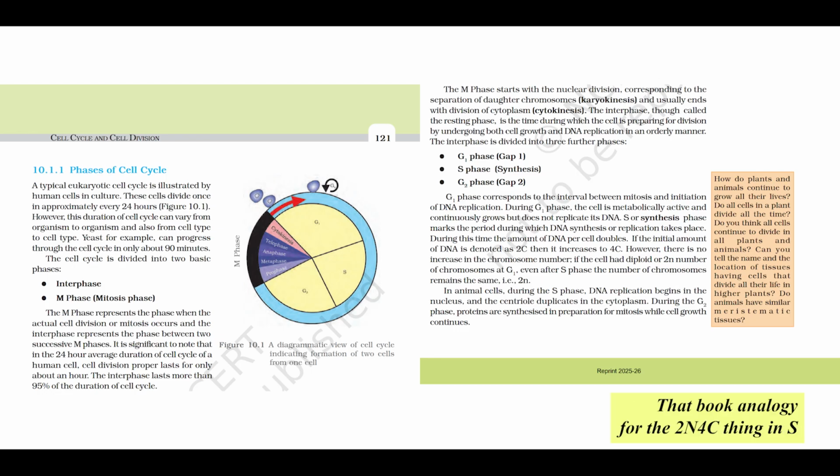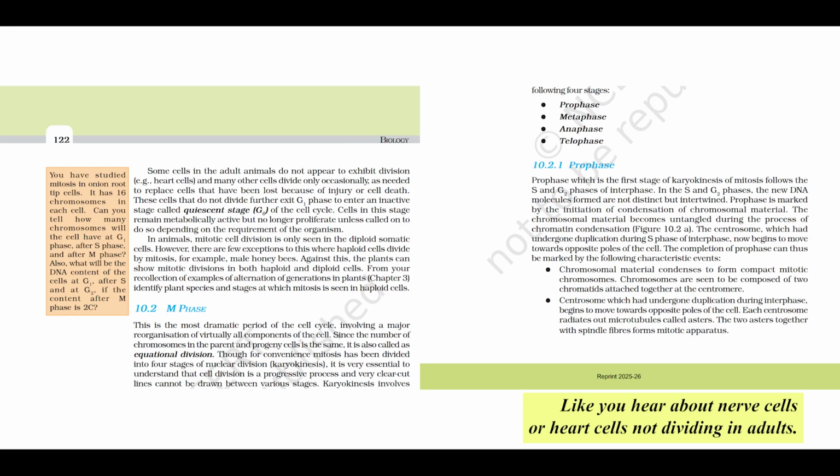That book analogy for the 2N, 4C thing in S phase was really helpful, but this brings up another question. What about cells that don't divide? Like, you hear about nerve cells or heart cells not dividing in adults. Where do they fit into this cycle? Do they just get stuck somewhere?